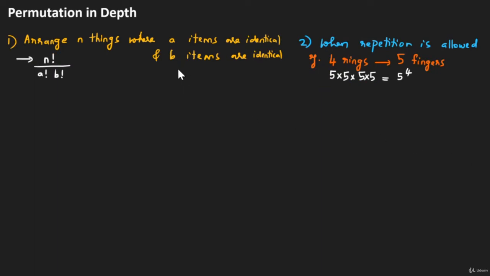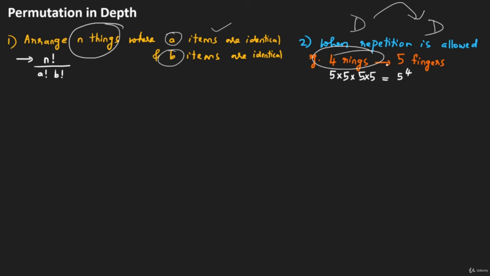Let's continue in our way going deeper into permutation. So far we have discussed these 2 types of questions where we had n things of which A are of one type and B are of one type. We have discussed this, and we have also discussed the case where different items were to be placed in different positions, right? For example, 4 different rings were to be worn in 5 fingers.